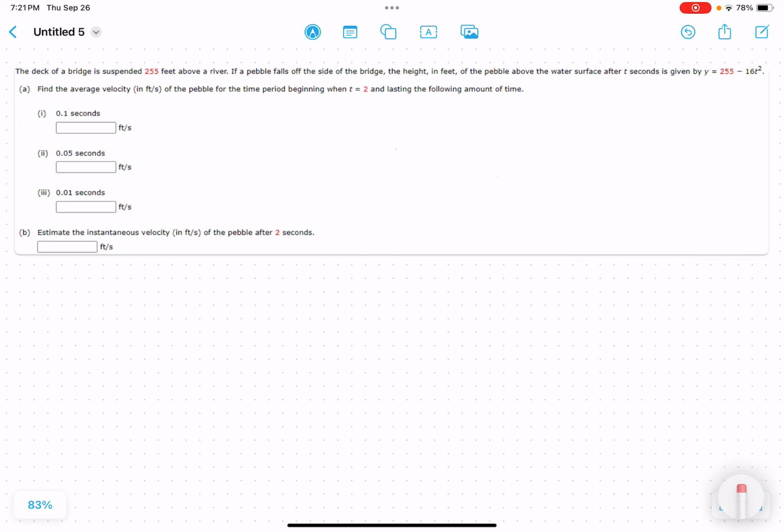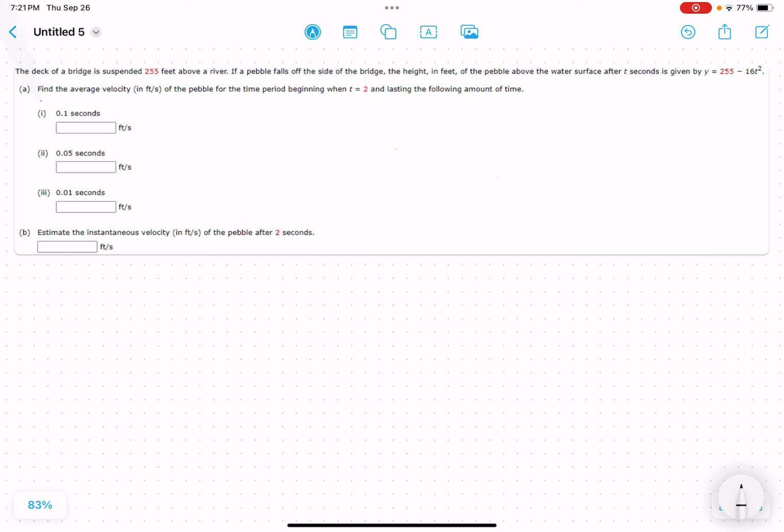So you want to figure out how to find the average velocity of an object given a specific time. So we'll be using this equation here. The deck of a bridge is suspended 255 feet above a river. If a pebble falls off the side of a bridge, the height in feet of the pebble above the water surface after t seconds is given by y equals 255 minus 16t squared.